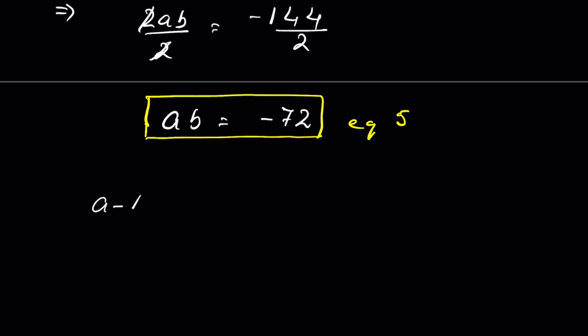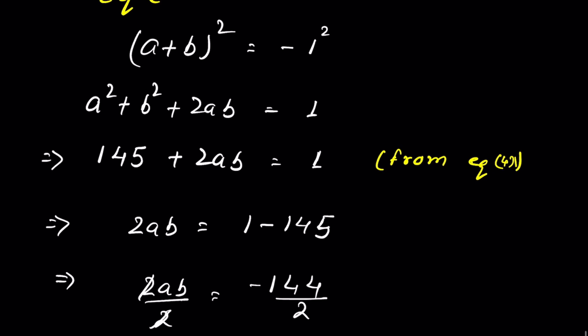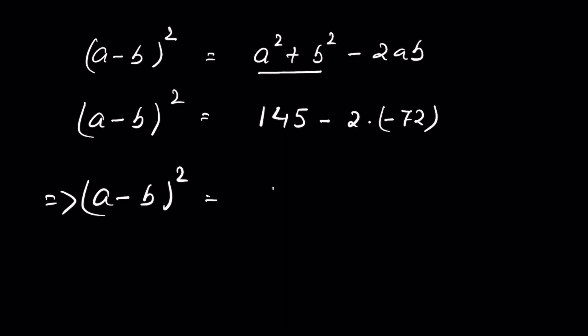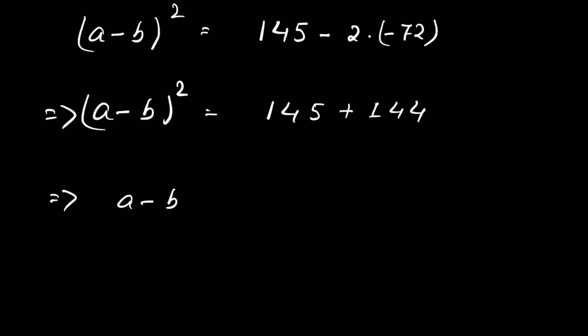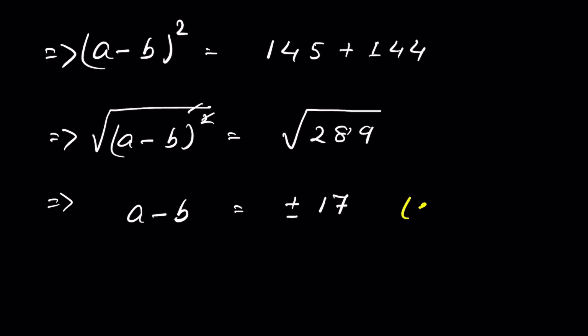Now we know a minus b whole square, this algebraic expression, we can expand it as a square plus b square minus 2ab. So a minus b whole square is equal to a square plus b square. We can take the value from equation 4. It is 145. So write 145 minus 2 times ab. From equation 5, the value is minus 72, or a minus b whole square is equal to 145 plus 144, or a minus b whole square is equal to 289. To remove the square, we take the square root. That gives us a minus b is equal to plus minus 17. Now let this be equation 6.